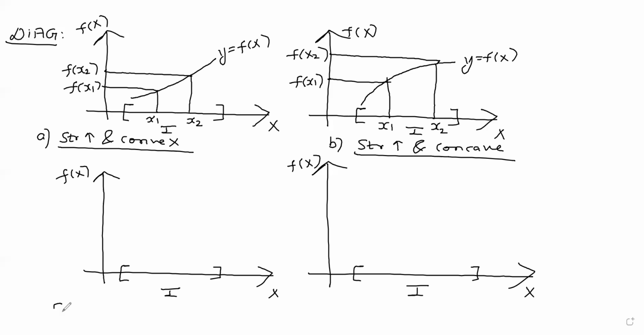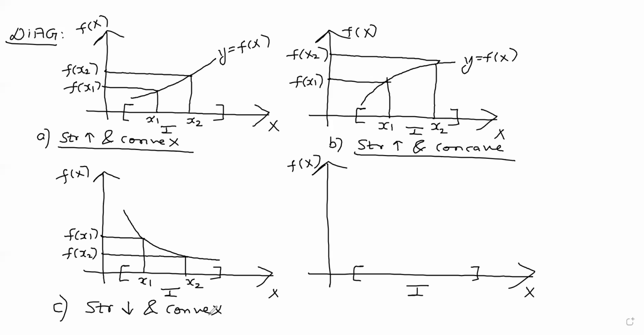Similarly, guys, diagram C. Now look at this. Suppose this is my graph. Now you can clearly see x1 less than x2 implies that f of x1 is strictly greater than f of x2. So this is the graph of a strictly decreasing and convex function. So diagram C represents a strictly decreasing and convex function.